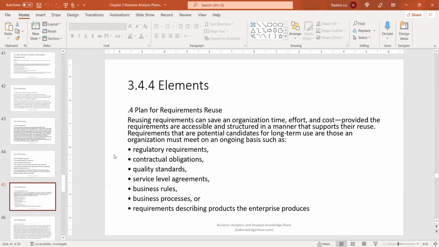The fourth element is plan for requirements reuse. Reusing requirements can save an organization time, effort, and cost, provided the requirements are accessible and structured in a manner that supports their reuse. Requirements that are potential candidates for long-term use are those an organization must meet on an ongoing basis, such as regulatory requirements, contractual obligations, quality standards, service level agreements, business rules, business processes, or requirements describing products the enterprise produces.